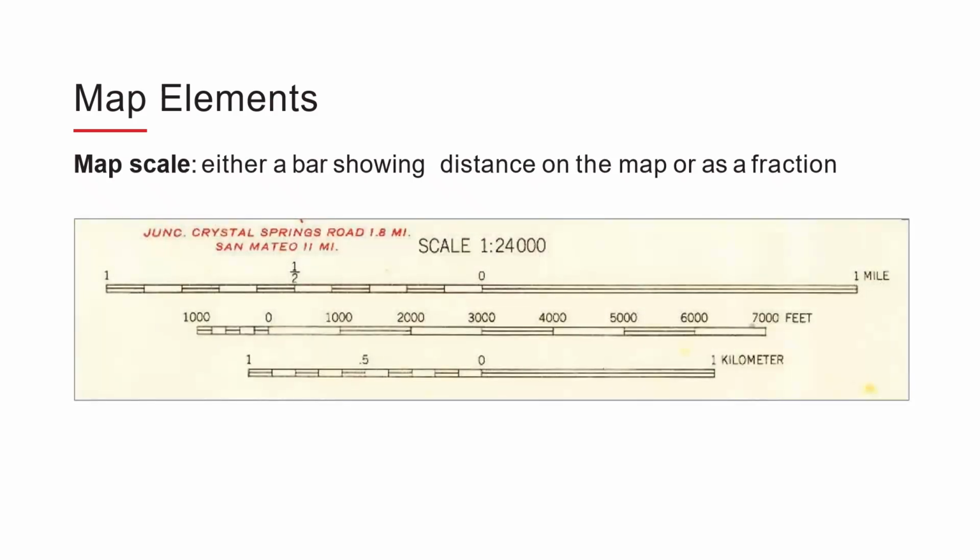Here's an example where you can see at the top is a ratio or a fraction that reads scale 1 to 24,000. This means that 1 unit on the map equals 24,000 of that same unit on the Earth. So 1 inch on the map is 24,000 inches in real life, or a bit over 1/3 of a mile. Below that is a bar that shows the same thing, represented graphically. You compare it with a ruler and then measure on your map.